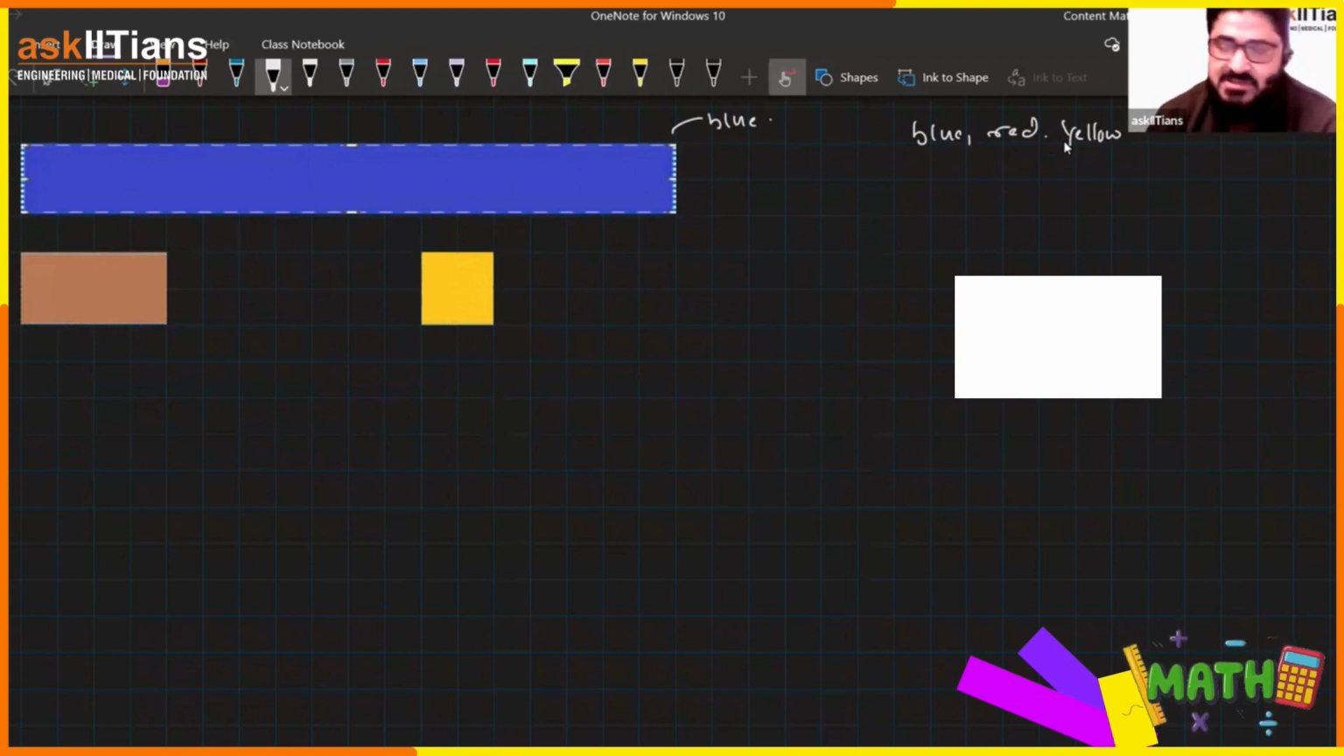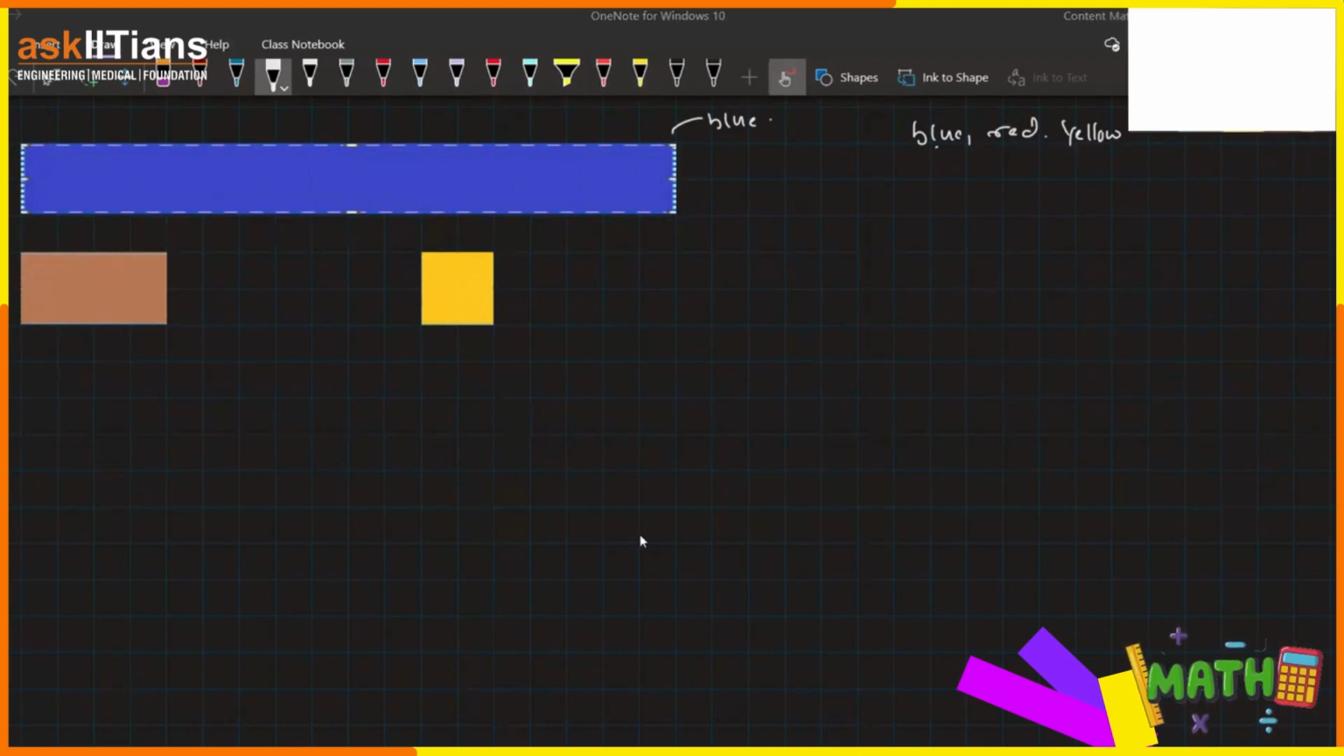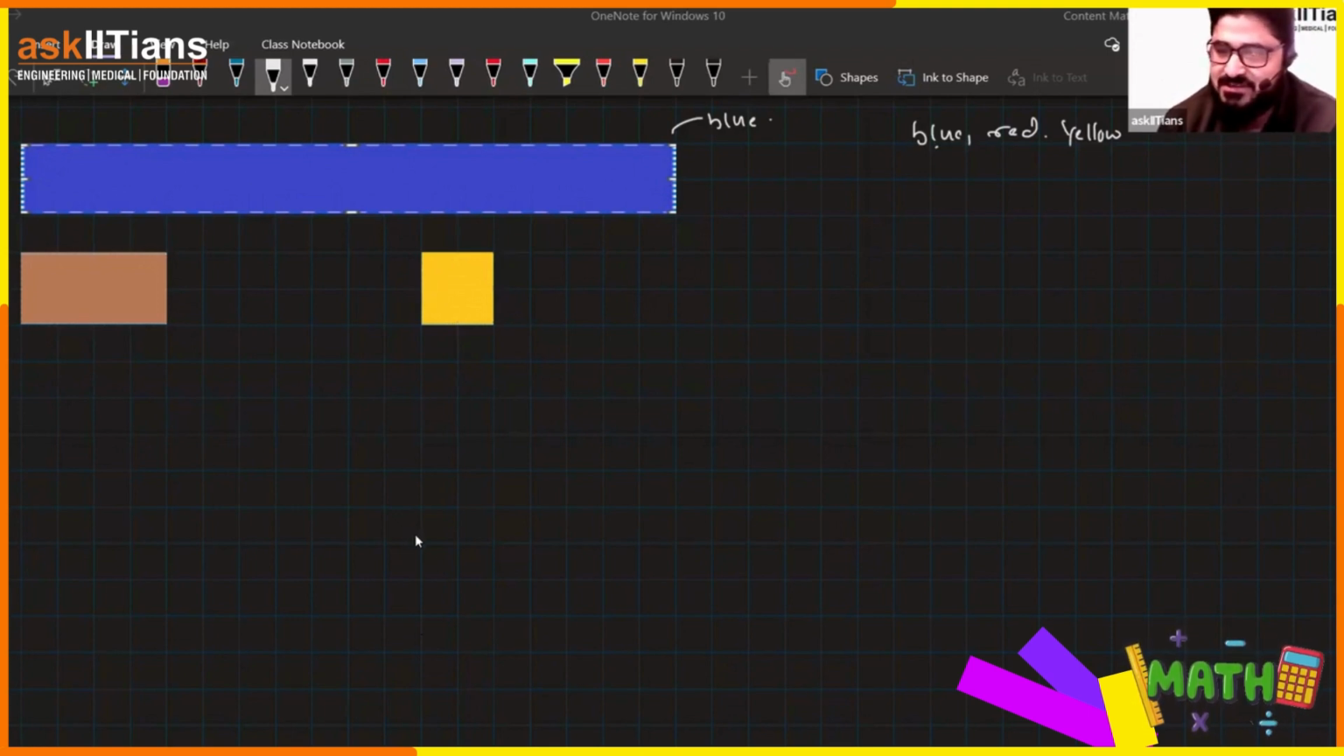Which one is greater? Blue is divided by red. That's okay. But why red? Why not yellow? See, one is dividend, another is quotient, another is remainder. Simple. Because if I divide red by yellow, then red can't be the remainder because red is greater than yellow, isn't it? Very simple, isn't it?